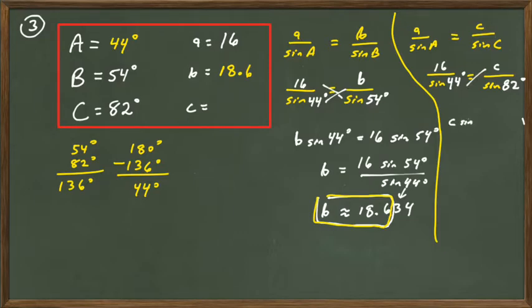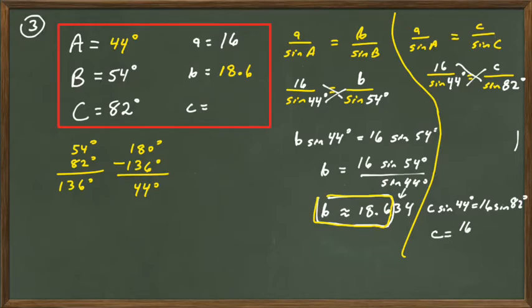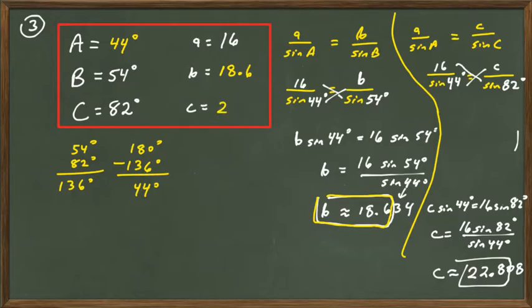Cross multiplying, c times the sine of 44 degrees equals 16 times the sine of 82 degrees. So I'd have to divide 16 sine of 82 by the sine of 44 degrees, making c approximately 16 times sine 82 divided by sine 44, 22.808. To the nearest tenth, that would be 22.8.